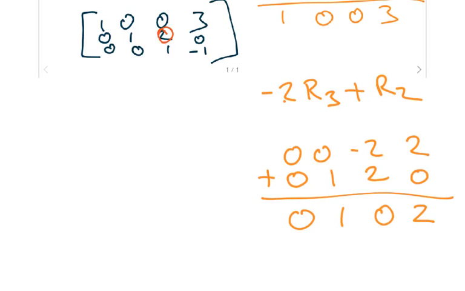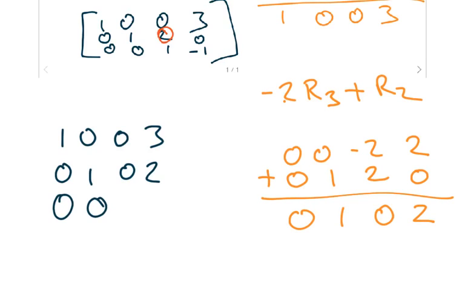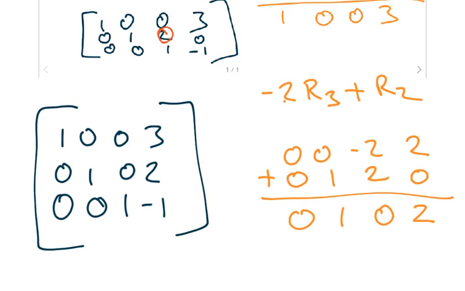So I'm going to rewrite everything the same except the middle row, which is going to be 0, 1, 0, 2, and the last one is going to be 0, 0, 1, negative 1. And there we have it. There's our matrix, and we are done. Okay, so Gauss-Jordan, really long method. That's why I decided to make this video, because it shows it takes a lot of steps to get there. It's not hard, it's just tedious.